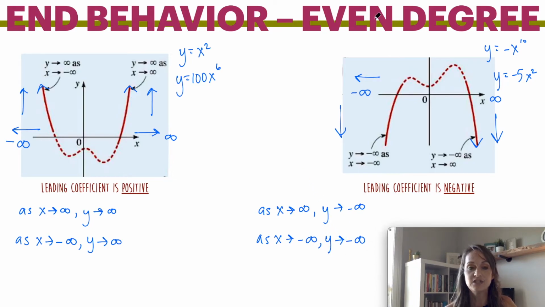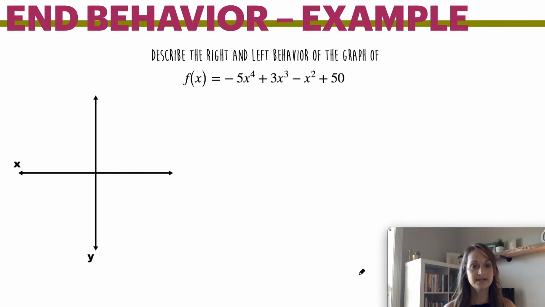So if it's an even degree, the y values are going to do the same on both sides. They're either both going to go up or they're both going to go down. So for example, we want to sketch this graph.